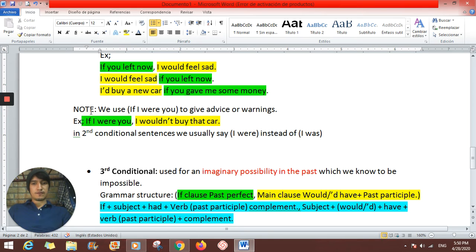Here's a note for the second conditional. We use if I were you to give advice or warnings. Here's an example. If I were you, I wouldn't buy that car. If I were you, I would do all of my homework. And in the second conditional sentences, we usually say I were instead of I was. So try not to use if I was you, I wouldn't buy that car. We usually use were, if I were you.